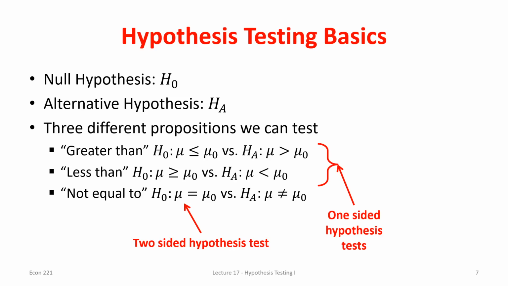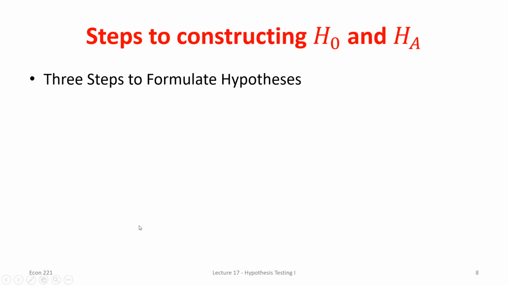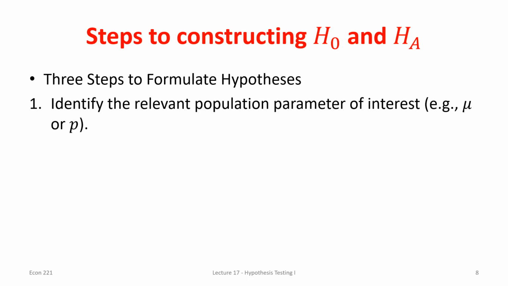But if I assume that the mean is greater than 50, well, 55 would actually support that null, while 45 would go against it. So that's why we have one-sided and two-sided tests here. Okay? So there are three steps that we'll use to formulate these hypotheses.